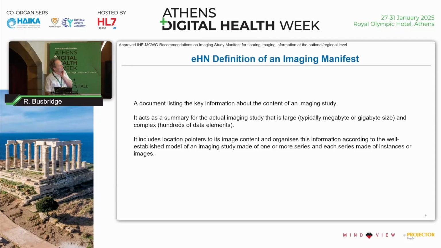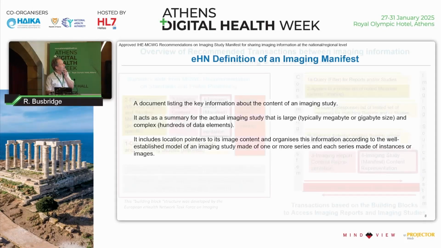It lists the key information about the content, so we know what the content is. It also tells us, because the images themselves, if you want to move images around, they're huge compared to other kinds of documents. If you're talking about an imaging report or a lab report or a patient summary, typically they are on the order of maybe megabytes of data. Images themselves, studies, are hundreds of megabytes, even gigabytes. So it's a completely different order of magnitude of information. And so in order to understand the structure of the underlying study, a manifest is used. As I say, the manifest allows you to identify the structure and content of it, and also provides the pointers to the locations where these images can be found. So that's the formal definition of the imaging manifest from the EHN definition.